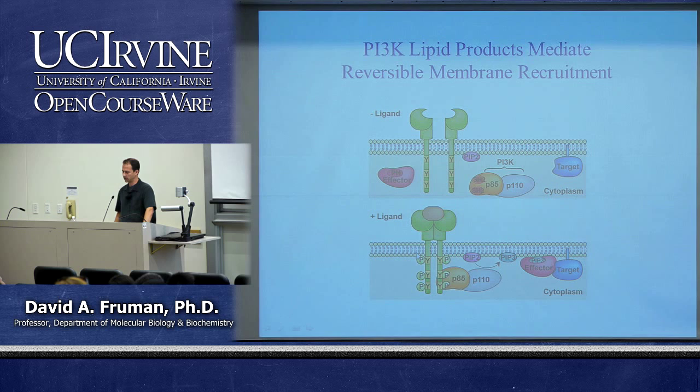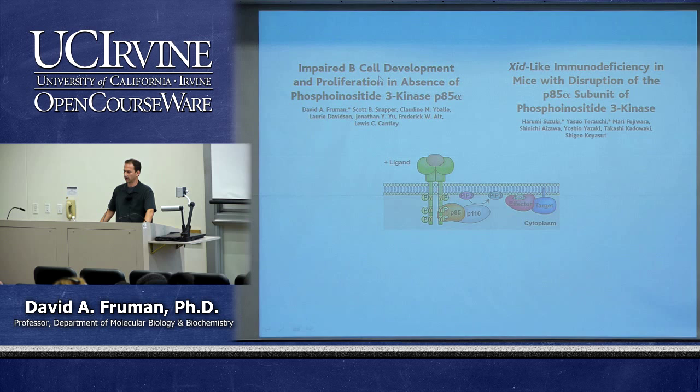What we found, and here's the paper in the journal Science, was impaired B cell development and proliferation and reduced antibodies in the absence of this phosphoinositide 3 kinase, P85 alpha gene. At the same time, in the same issue, a group from Japan did a similar mouse knockout, and they showed that the immunodeficiency was similar to a mouse known as the XID mouse. What does XID mean? X-linked immunodeficiency. These mice have mutations in BTK, specifically in the region of BTK that's required for binding to PIP3. It's all very complicated, but the bottom line is we provided a genetic link between PI3 kinase and BTK, and both were involved in a signaling pathway that's important both in mice and humans for making B cells.